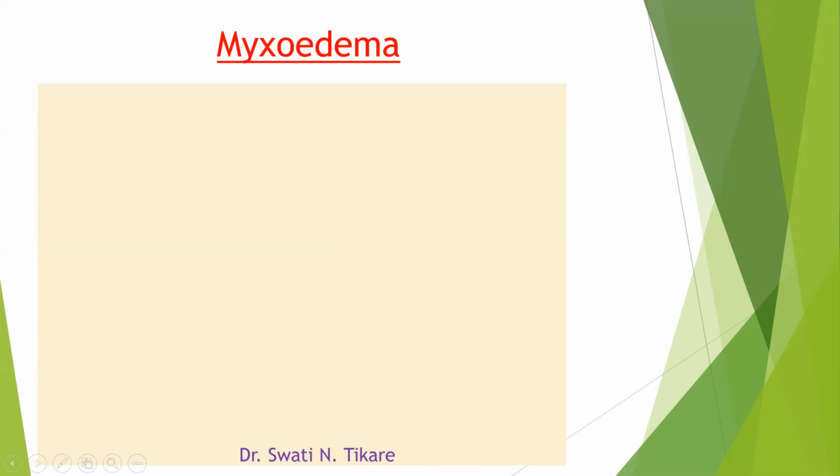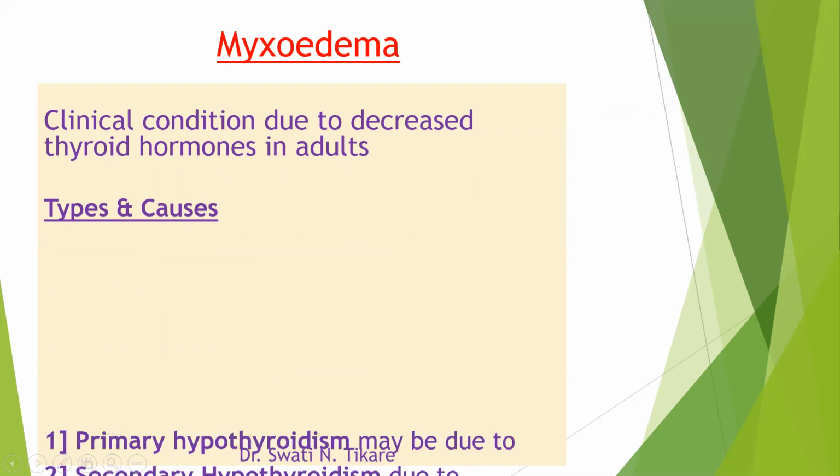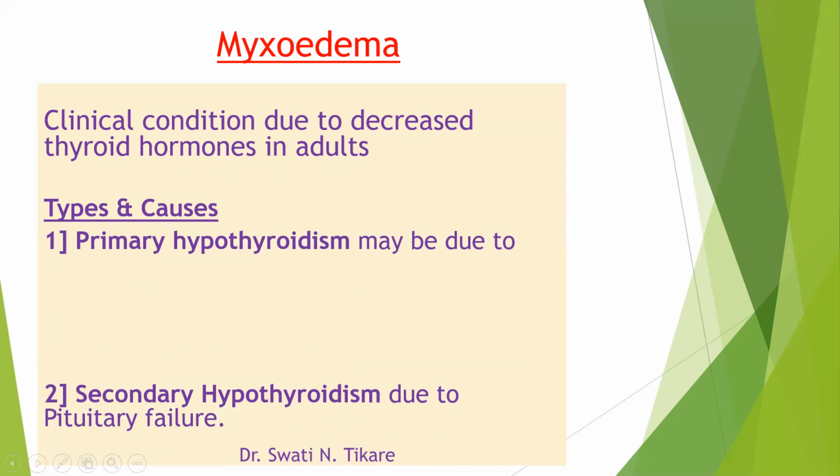So let's begin with myxedema. Myxedema is the clinical condition due to decreased thyroid hormones in adults. So the types and causes, there are two types based on where the underlying pathology is. The first one is primary hypothyroidism. Whenever we use the word primary, you might have also heard primary hypertension. So what do we mean by primary here? The problem lies in that particular organ itself.